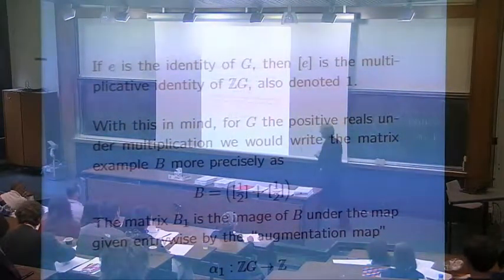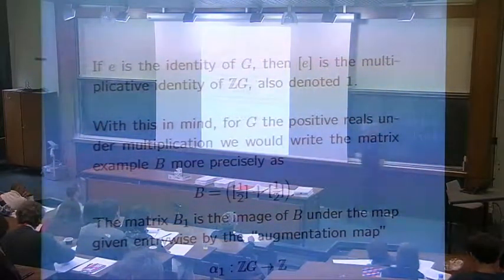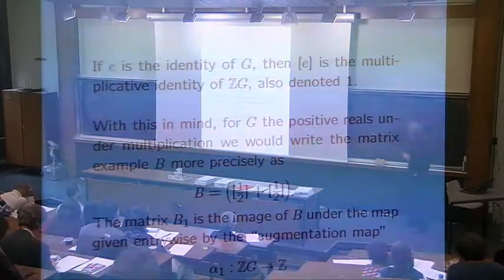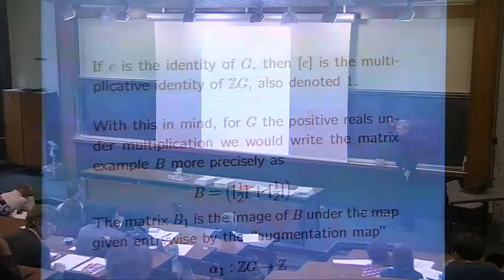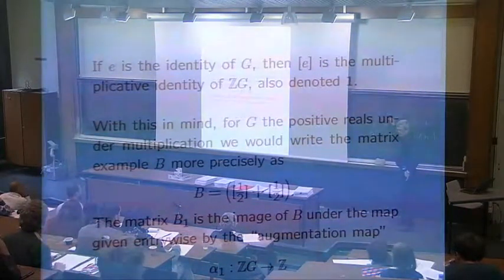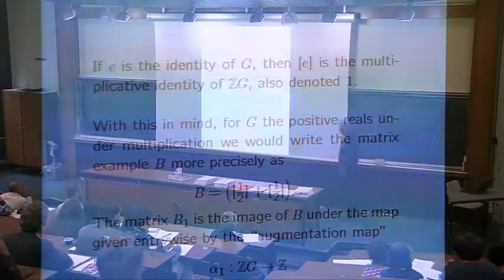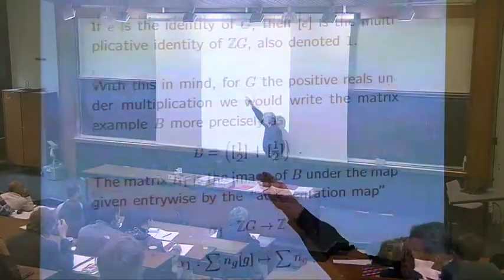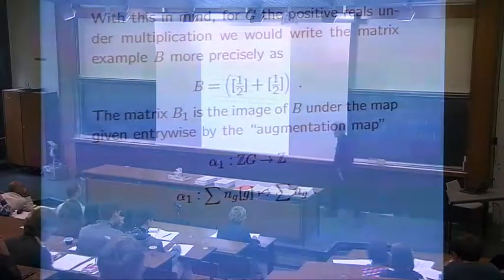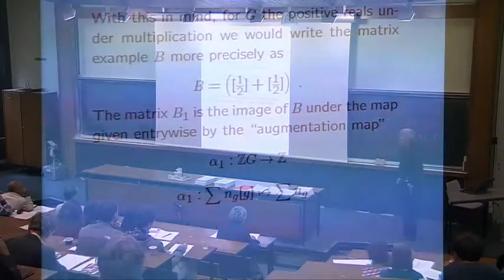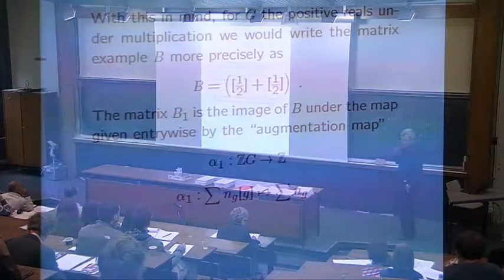Now with this in mind, for G the positive reals under multiplication, we can more precisely write the matrix B, which is presenting this graph. We don't write 1/2 as a real number; instead of thinking of 1/2 as a real number, we think of it as an element of this group ring and write B as this matrix.